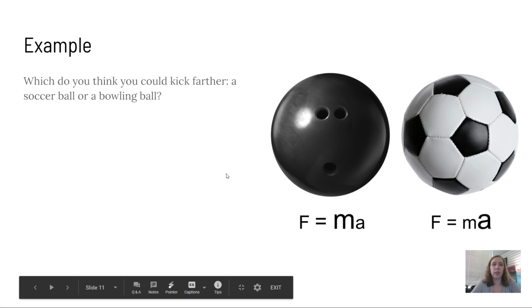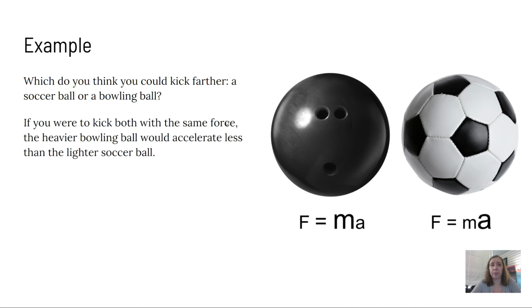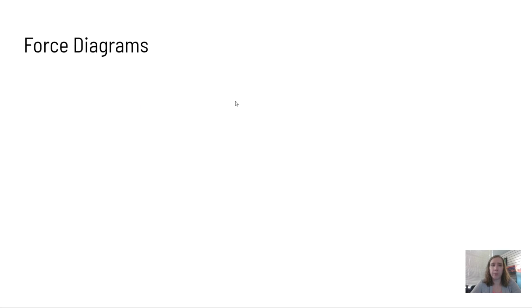Okay, so here's an example. Which do you think you could kick farther, a soccer ball or a bowling ball? If you were to kick both with the same force, the heavier bowling ball would accelerate less than the light soccer ball. As a result, the soccer ball would travel farther than the bowling ball.